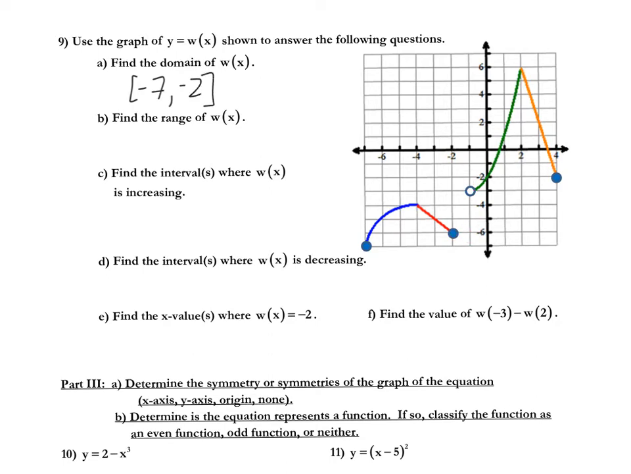-2, closed circle, union, open circle on -1, and let's see, where does it continue? So -1 all the way until it stops here at 4. There's my domain, closed circle on 4, so bracket.